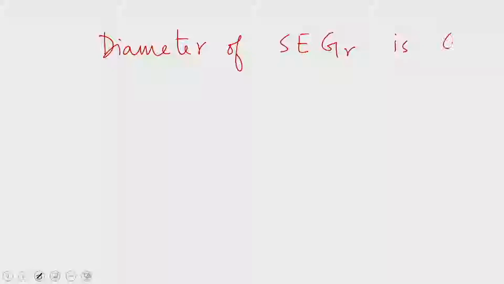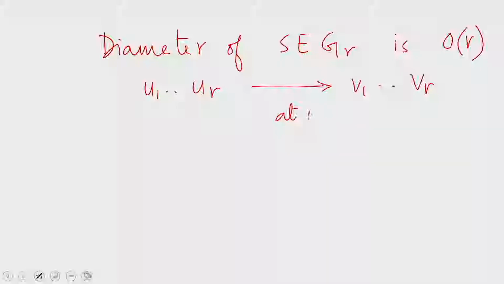So, as we saw in the last class, the diameter of such a graph is order of r. That is, in particular, you can go from vertex u1 through ur to vertex v1 through vr by fixing the bits one at a time, and this will take at most 2r steps for any u and any v. Therefore, the diameter of a shuffle exchange graph of dimension r is order of r.